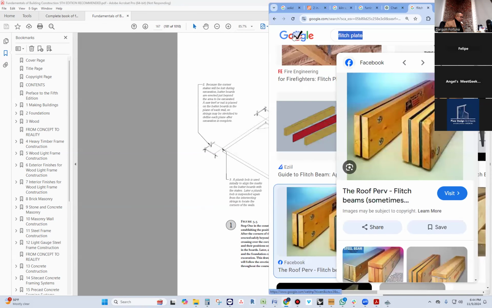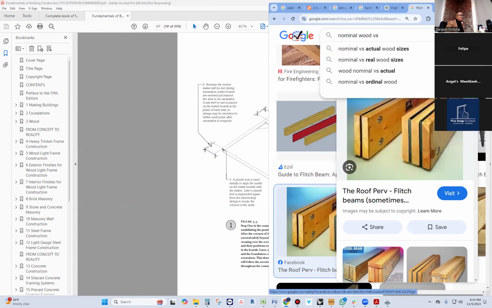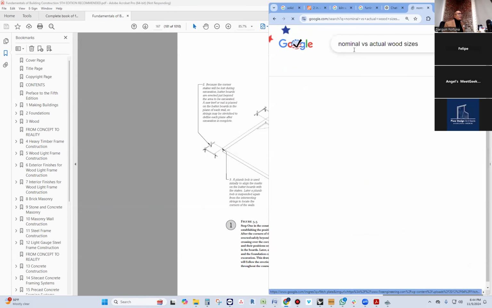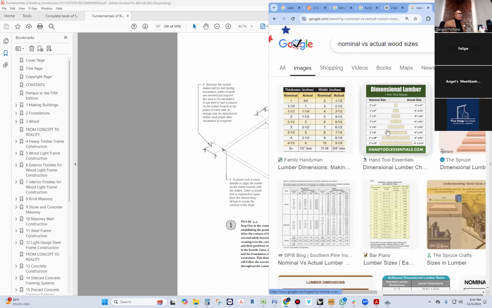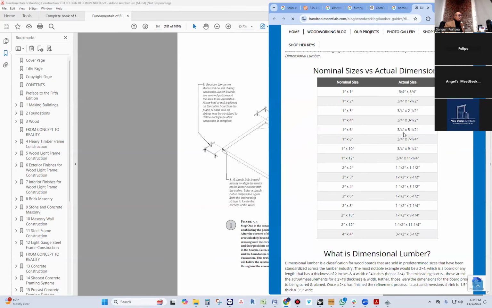But we can go back here and say, well, nominal wood versus actual wood sizes. So dimensional is the actual wood size. Nominal is how it is named. So this is a good one. I like it. I'll take it.